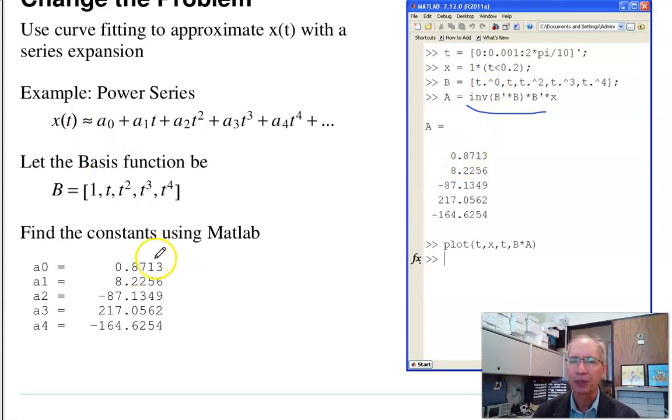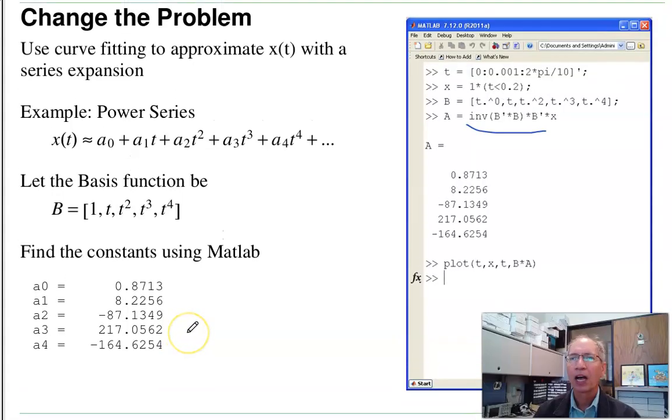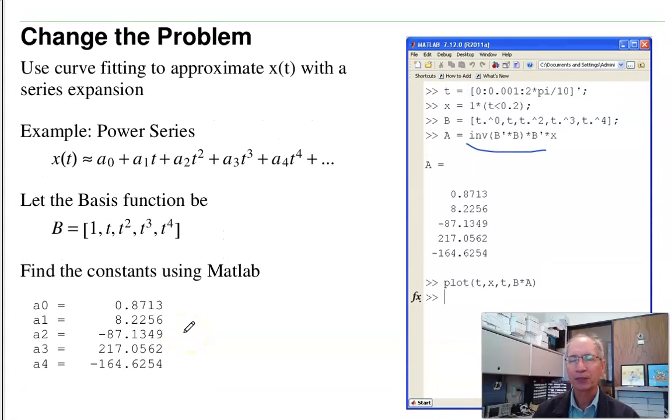This is the first basis element, that's your constant term. Here's the next one, the t term, t squared, t cubed, t to the fourth. Plot these two together. It's not a perfect match. Add more and more terms, it gets better and better. I now have a series expansion for x of t.